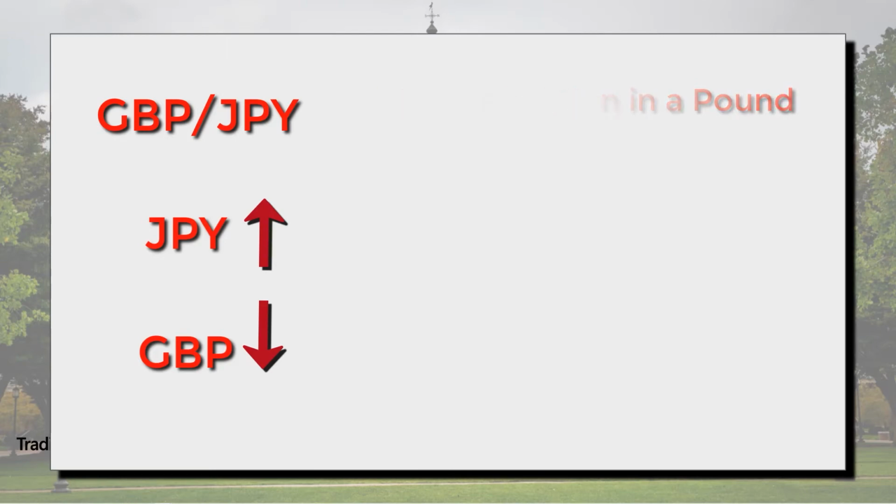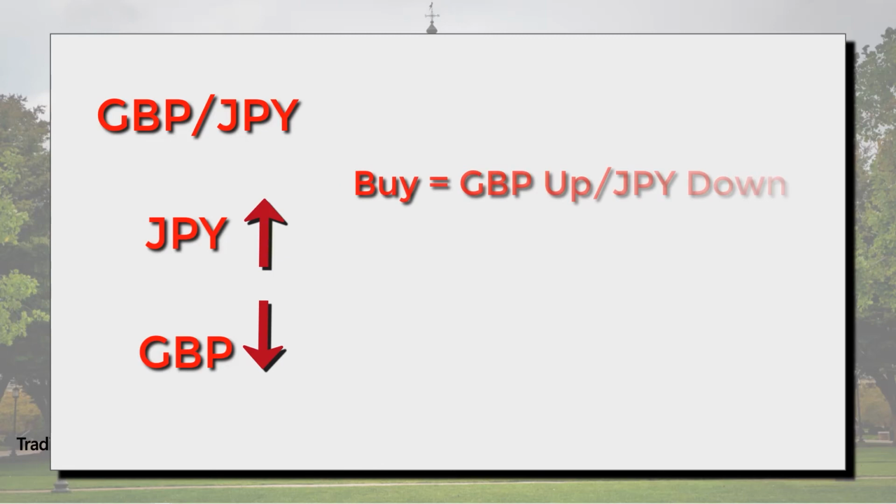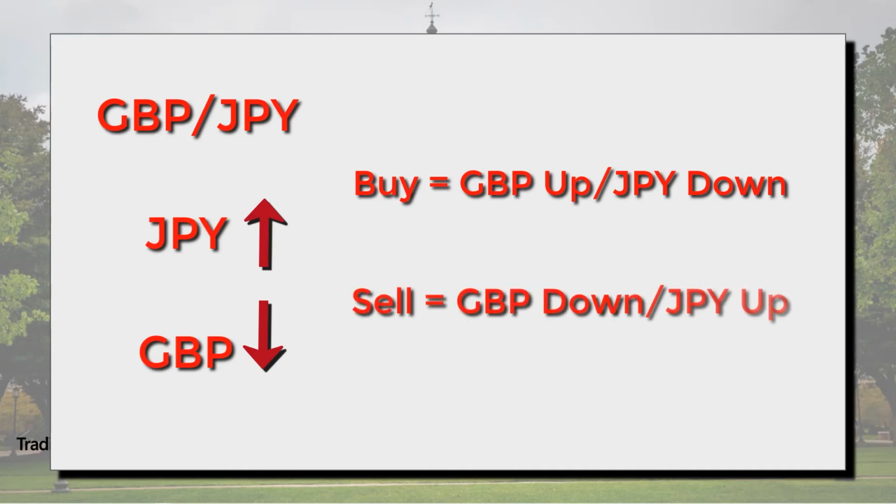If you buy a currency pair, you are expecting the base currency to go up and the quote currency to go down. But I told you you didn't have to remember those terms, so look at it this way. When you buy a currency pair, you're expecting the first currency in the pair, in this case the GBP, to go up with respect to the second currency, or the JPY. If you sell the pair, you are expecting the first currency, the GBP, to go down with respect to the second currency.